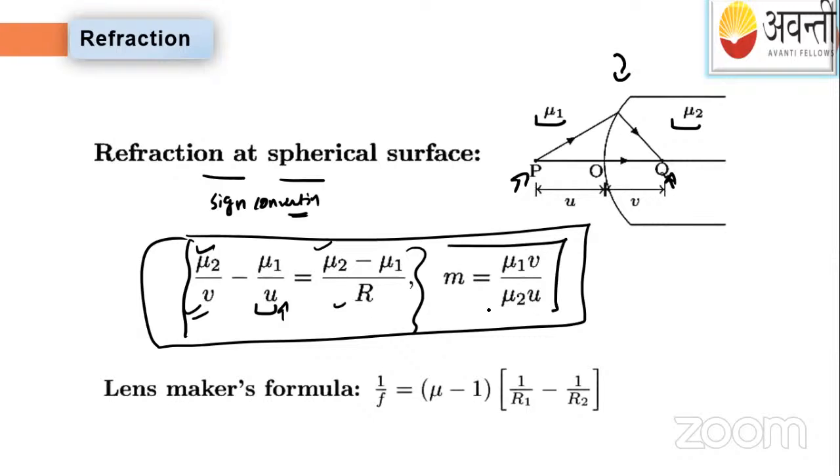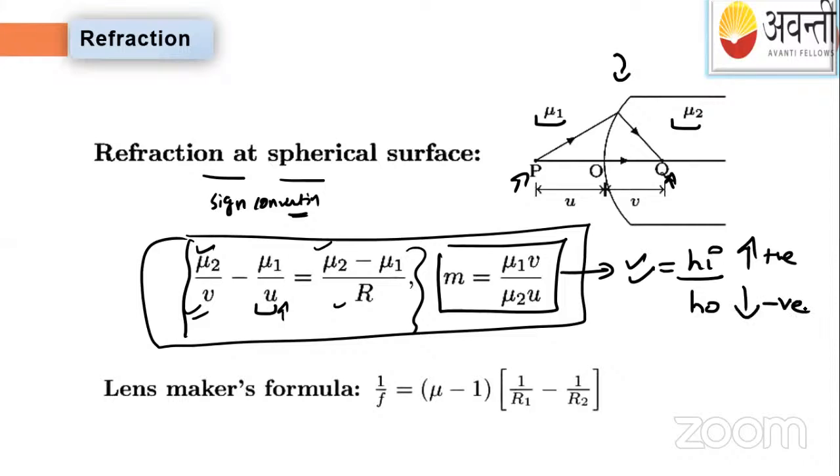We have also seen magnification. Remember, the magnification for this is given by this formula, if it was not written in the notes. If they ask what is magnification, it is the height of the image upon the height of the object. Above the principal axis, it's positive. I'm writing the sign convention. Below the principal axis, it's negative.